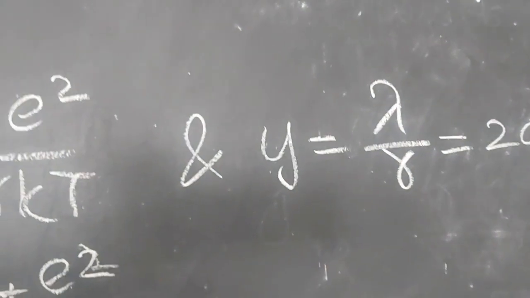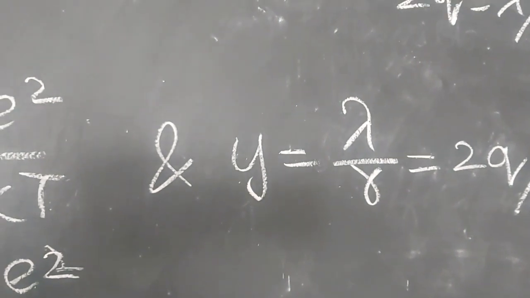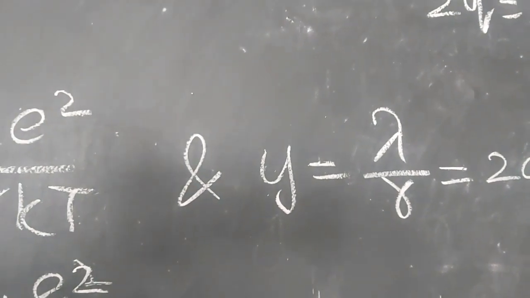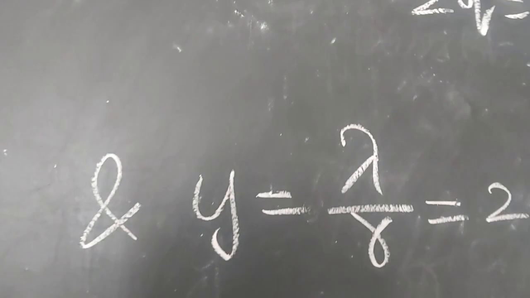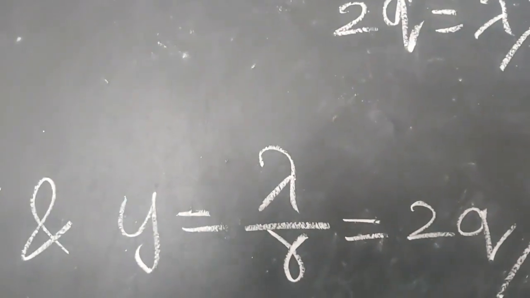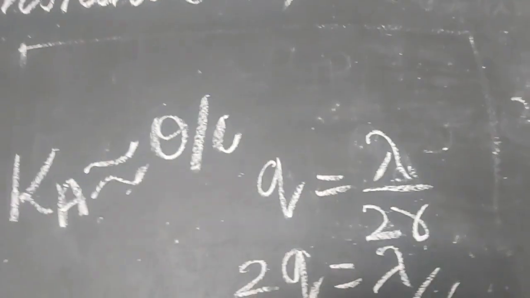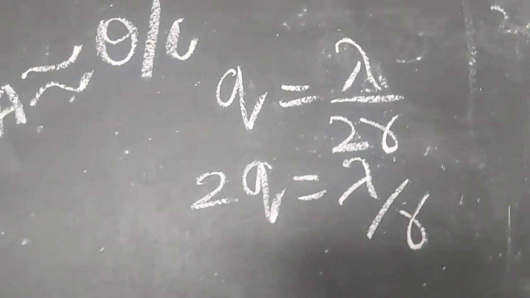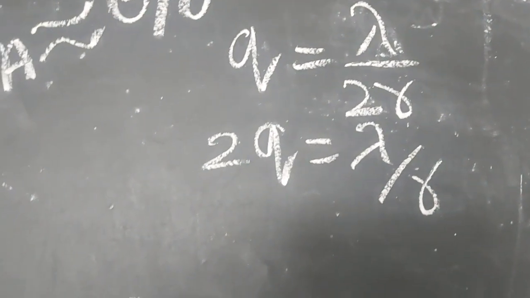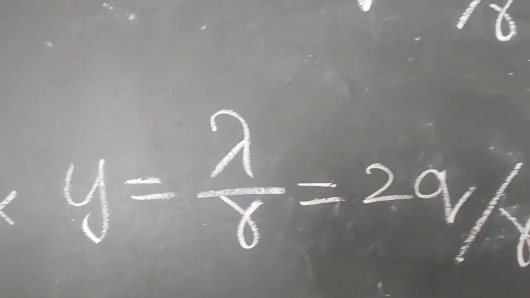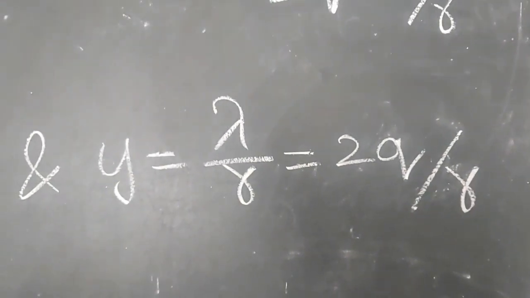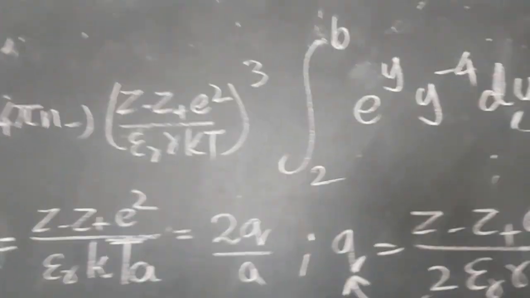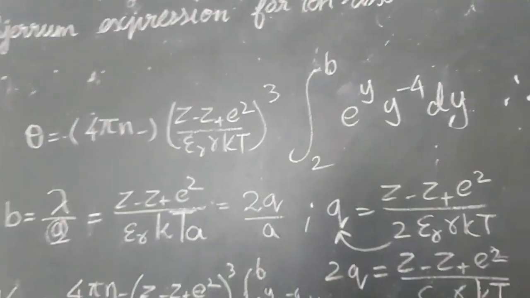Like this, y equal to lambda by r. What is lambda by r? If we know that q equal to lambda by 2r, and we want lambda by r, the 2 will go to that side, then 2q equal to lambda by r. We will get y equal to 2q by r. We are substituting everything in this equation. At last we are getting this equation after the integral.